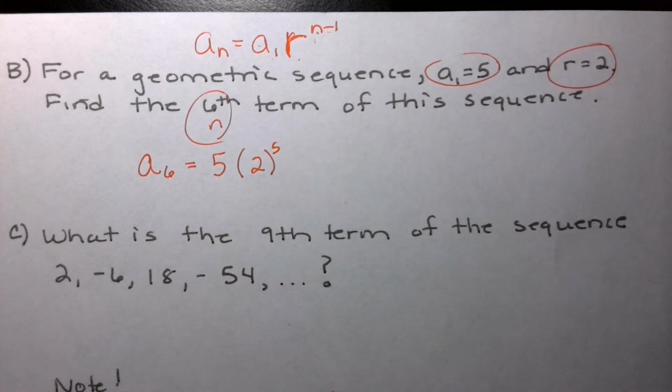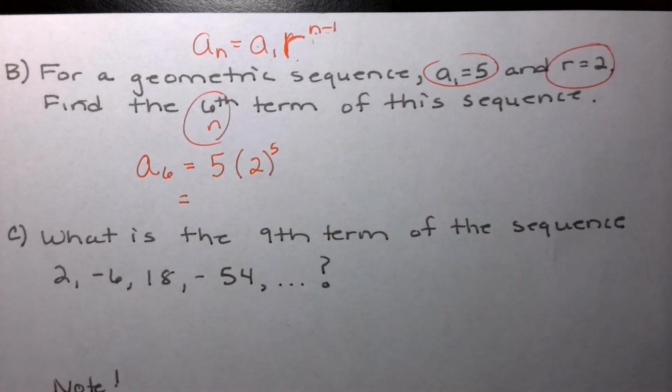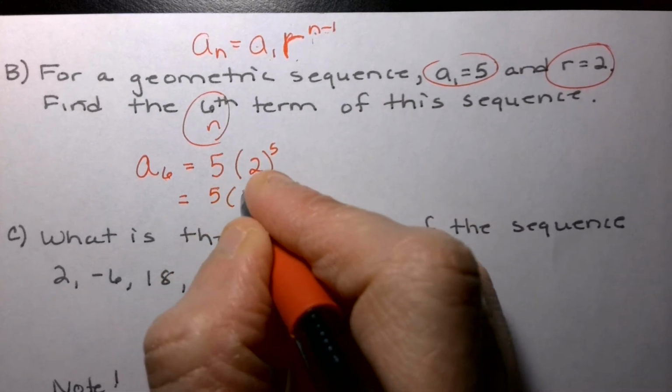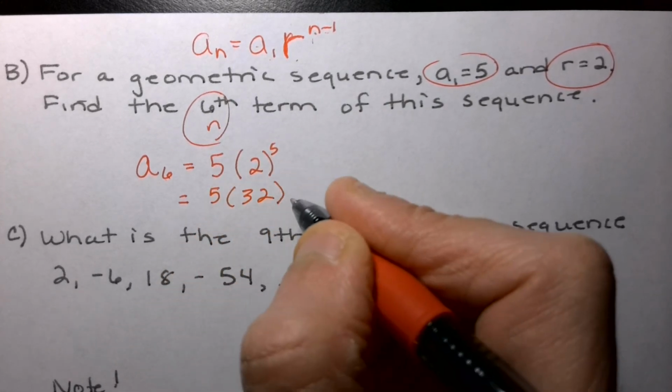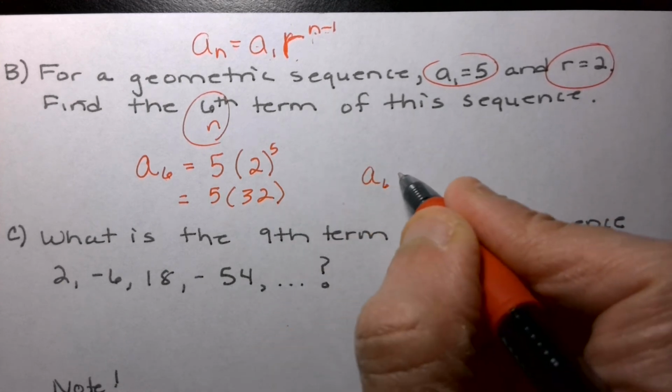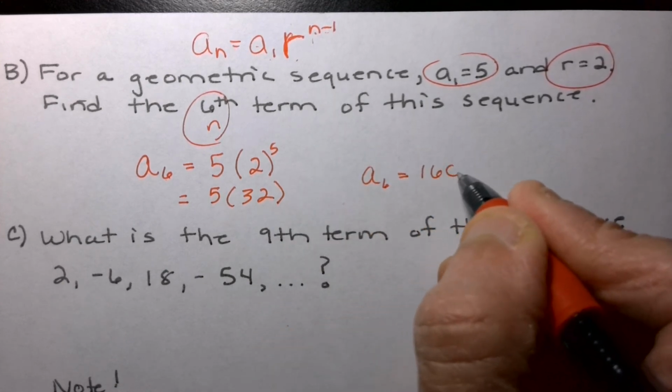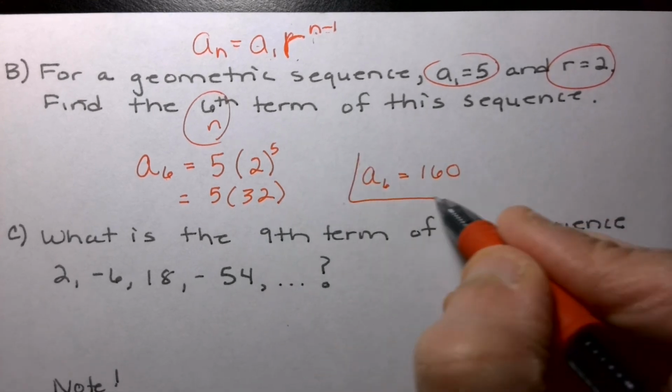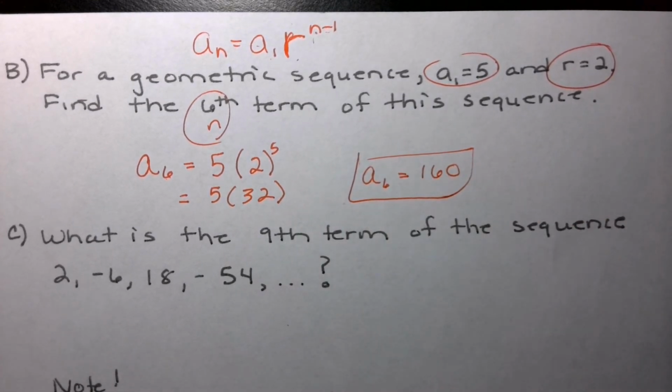I don't need a calculator for this one. That's nice. Because what's 2 to the 5th? Does anybody remember that? 32. So 5 times 32, class. Anybody know? That's right. 160. And we're done. Okay, so that's the first step. Well, it's kind of the main thing we're doing this whole chapter.